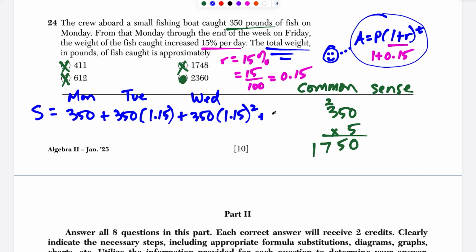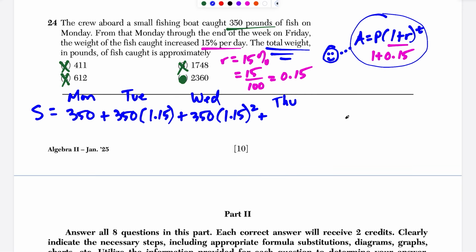This will continue on to Thursday, where we're just going to bump that power up. So Thursday, they caught 350 times 1.15 to the 3rd power. And then Friday, the final day, the crew caught 350 times 1.15 to the 4th. So this we could just type right in the calculator.